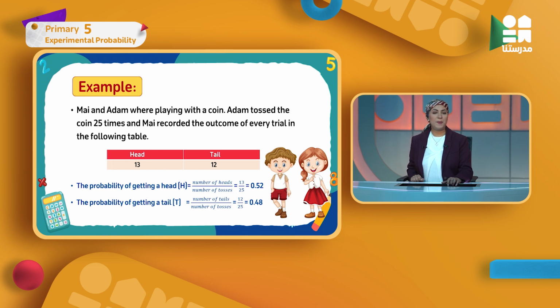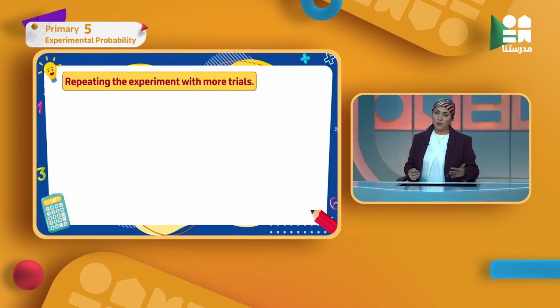Okay, the probability of getting a tail: here they've got 12 tails. So the number of tails that came, the desired outcome, is 12 over the total number of tosses or trials, which is 25. Again, long division, the answer will be 0.48. Okay, we have got the answer for the probability.